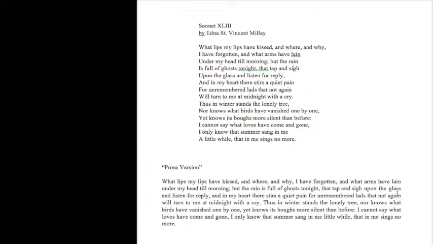A couple more things about this one. You can see that Word wants to tell me something about the grammar. So let's look and see what Word is telling me. Word is telling me that I should not place a comma between tonight and that. In other words, Word is telling me to correct Edna St. Vincent Millay's punctuation.